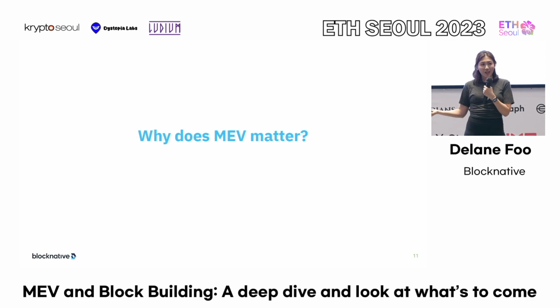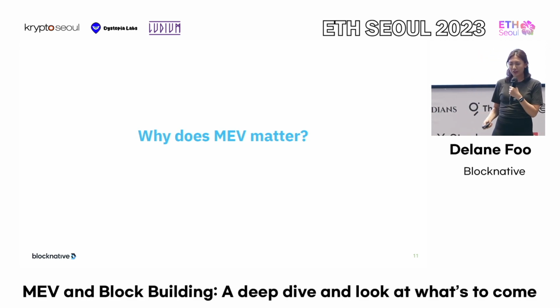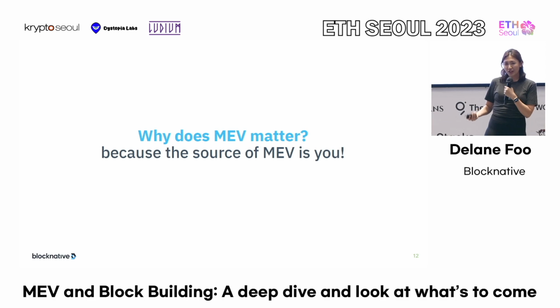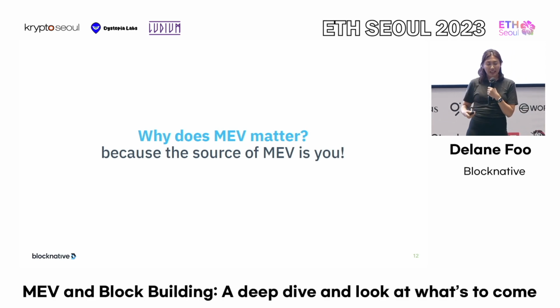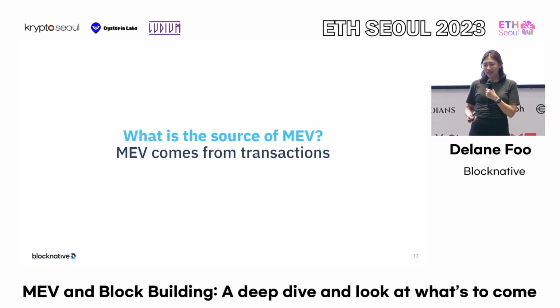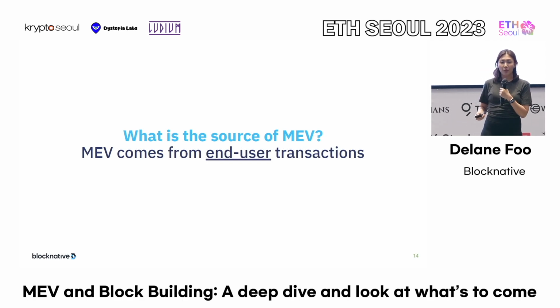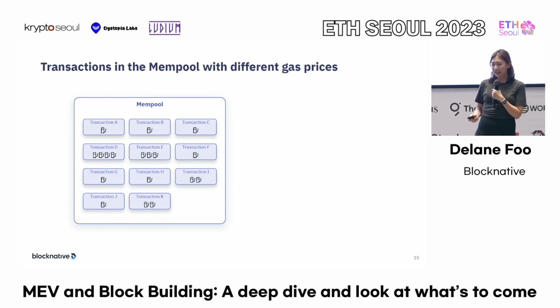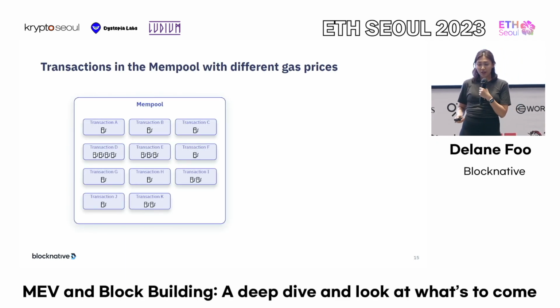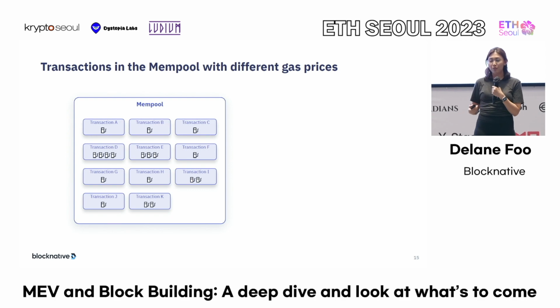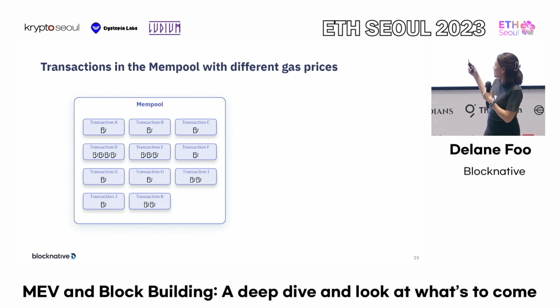So why does MEV matter, right? Not just at the block level? Because the source of MEV is actually you and me. What do I mean? MEV comes from transactions, and it comes specifically from end user transactions. So how does that work? Let's take a look at transactions in the mempool, the place where transactions live before they get on chain. Over here, you can see that in this representative mempool, these transactions have different gas fees.